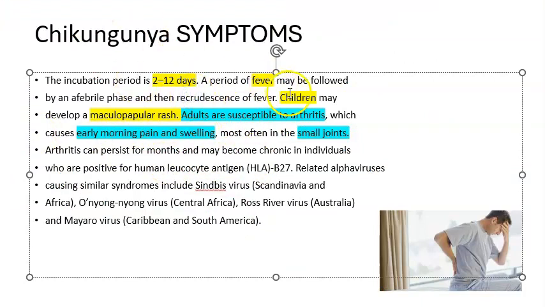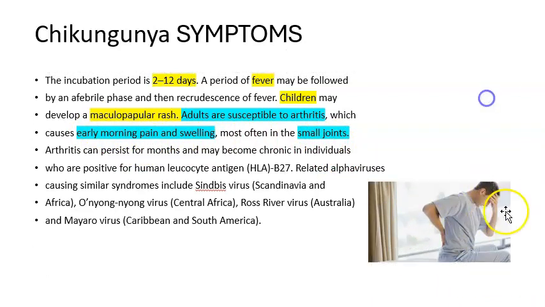So we said that rash can be there, but this rash mostly they're saying will be in children, and in adults there will be this joint pain mostly. And which joints? Small joints, remember. And they will have early morning pain and swelling. See, this man got up in the morning and he has what? Early morning pain and swelling in these small joints, okay?